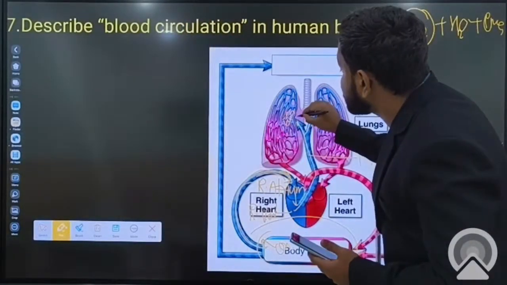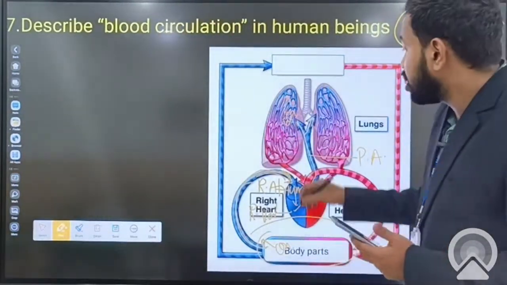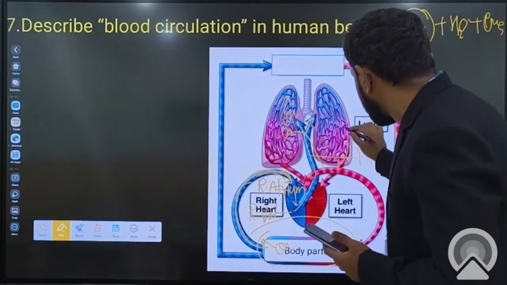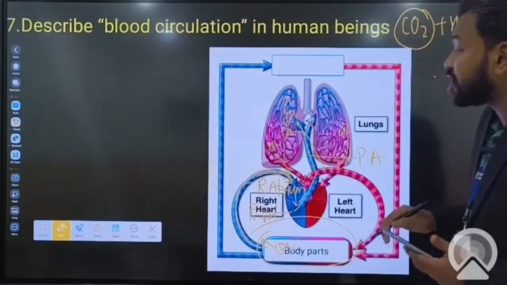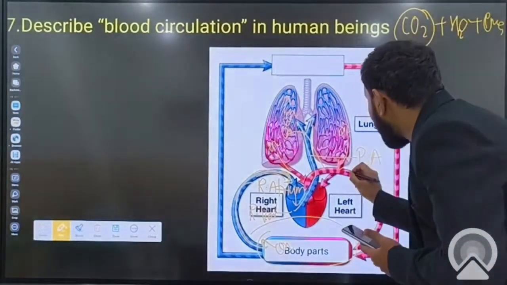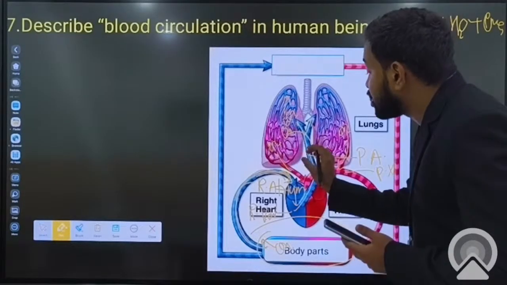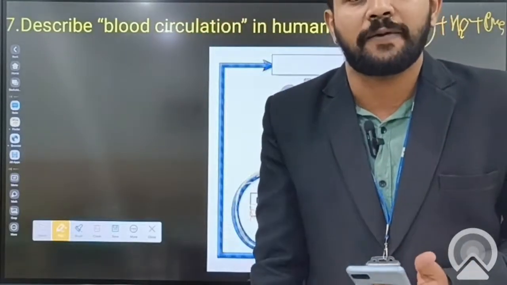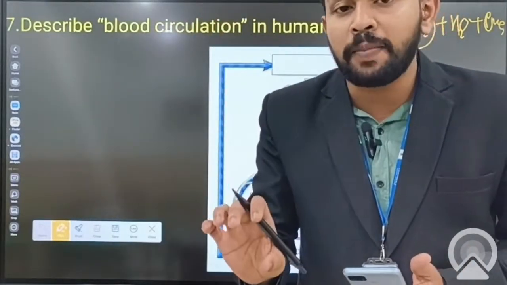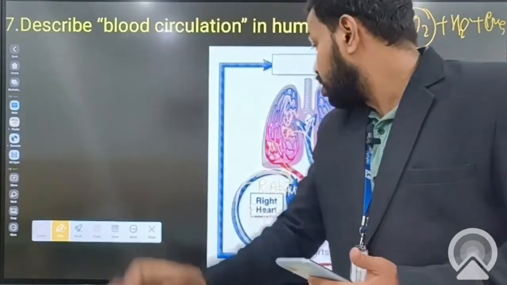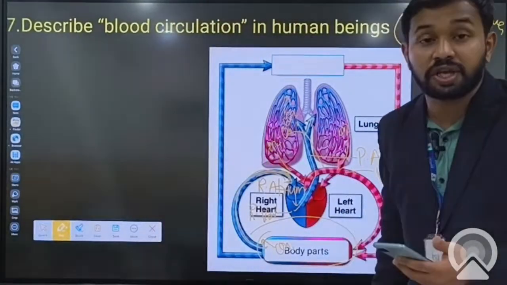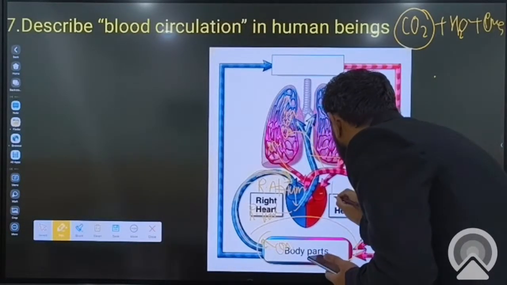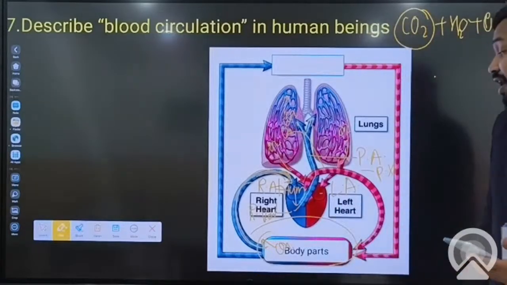The CO2 is released in the lungs. The oxygen from the lungs is entering the pulmonary vein. Then the blood in the pulmonary vein is oxygenated blood. This oxygenated blood is reaching the left atrium.